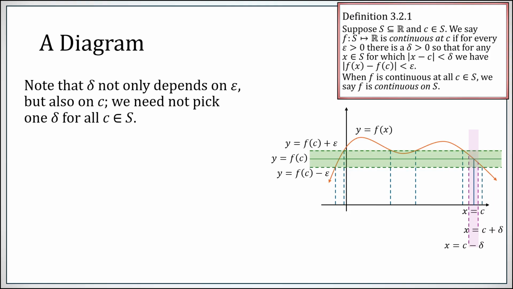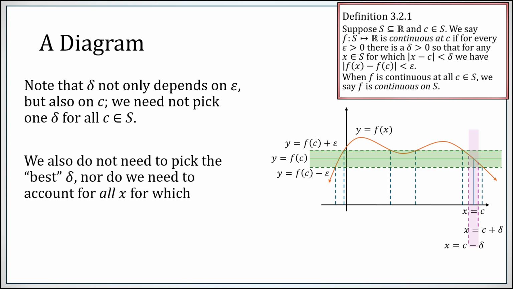Now, delta depends on epsilon, but also depends on c. If I picked a different c, I might have been forced to pick a different delta. In terms of how this definition is put together, c is picked, and then epsilon is picked, and then there must be a delta. So delta is allowed to depend on epsilon, but also on c.